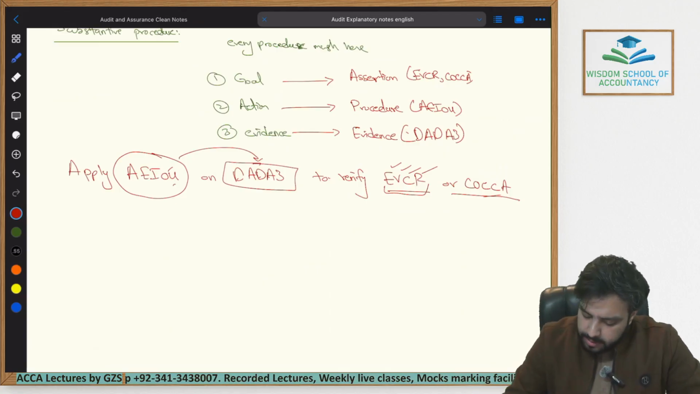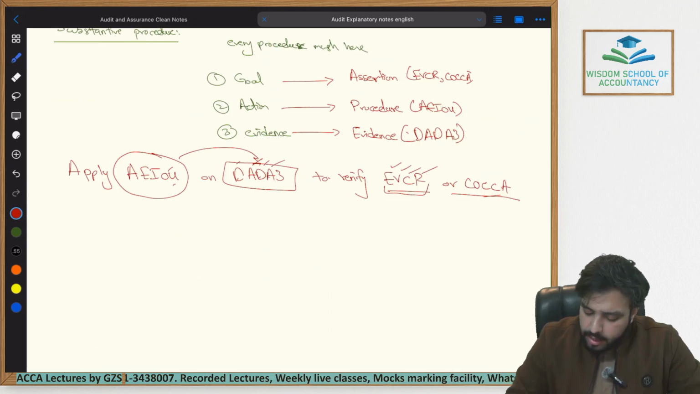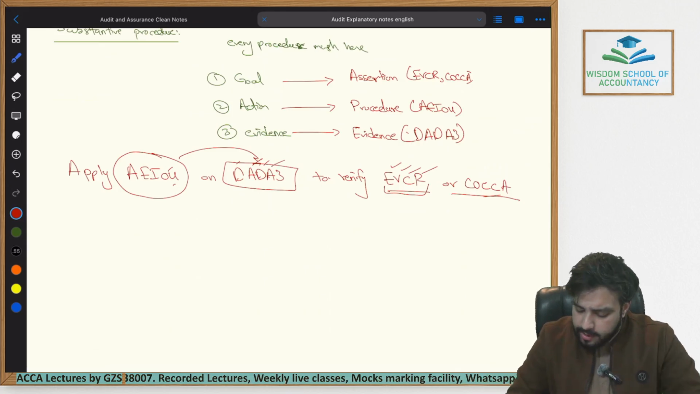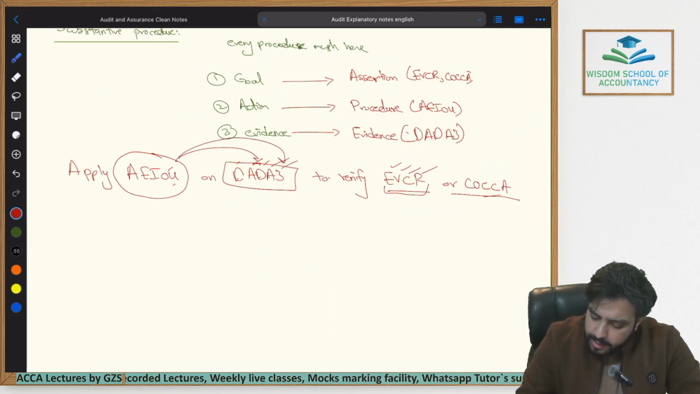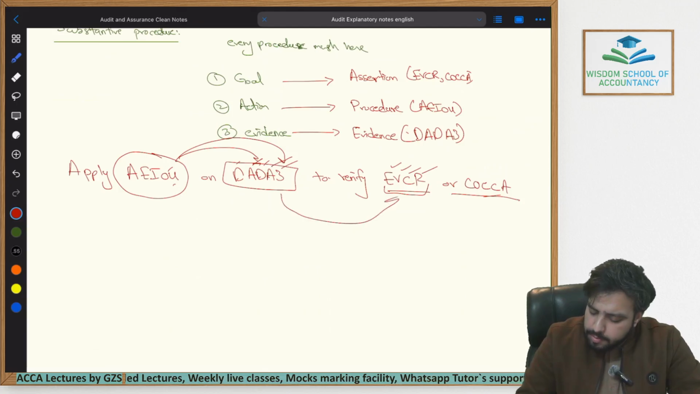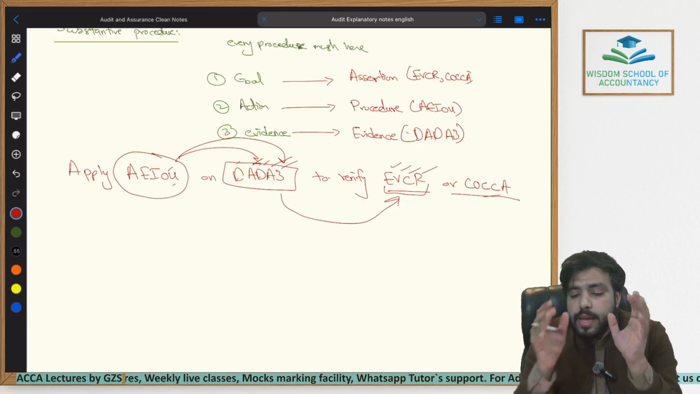Either the documents, assets, director's minutes of the meeting, accounting records, reconciliation, GLs, or third-party evidences. I'll apply AEIOU on data 3 and I'll have to mention which assertion I am verifying at the moment. Let's do an example now.